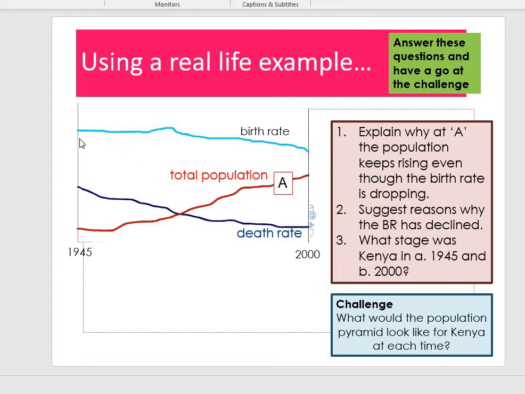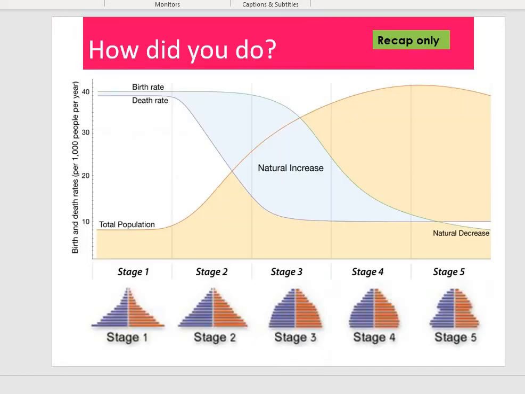So in 1945 here, the birth rate is high and it's steady, okay? The death rate is beginning to come down. Our population is pretty low. So we need to look at the demographic transition model and see if we can see a time period, a stage where we've got a high steady birth rate, a pretty high death rate, and the population is low and pretty stable. And if we look back at it, okay, stage 1 is probably about the best fit, okay?